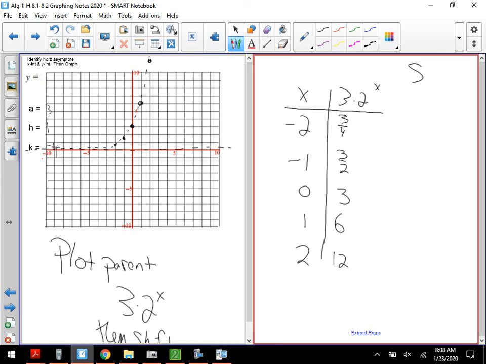That means for the shift, it's going to be x plus 1, right? Yeah. x plus 1, and then it's going to be y minus 4. So what happens is, for each of these ordered pairs that we started with, was it positive 1? Yeah, it's a positive 1, because it was x minus h in the exponent.